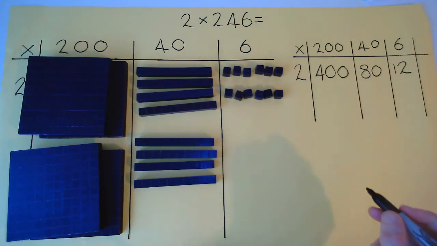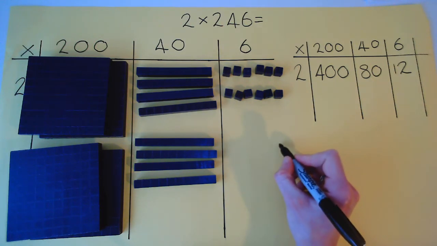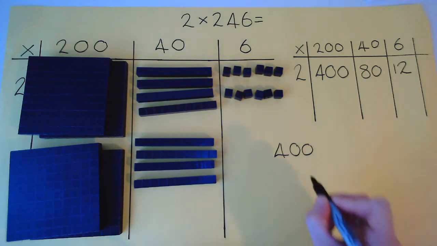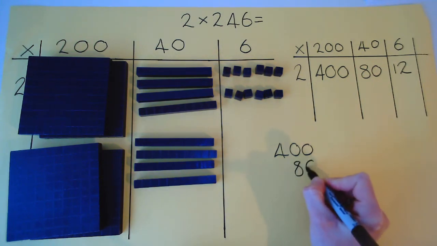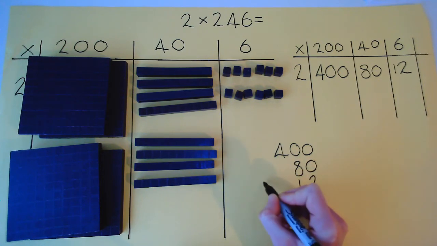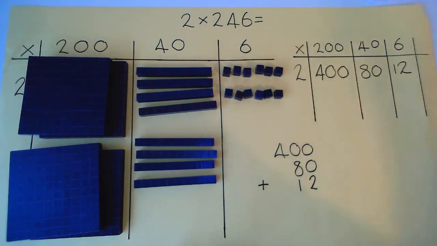So I'm going to use column addition again. So 400, add 80, and 12. Okay, take my ruler.